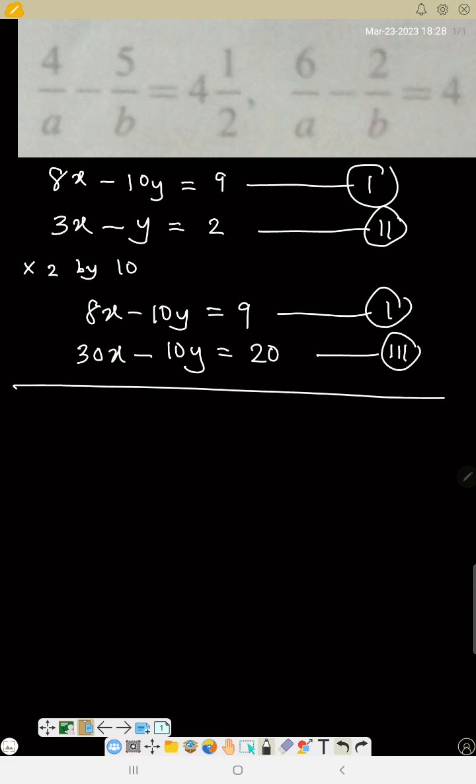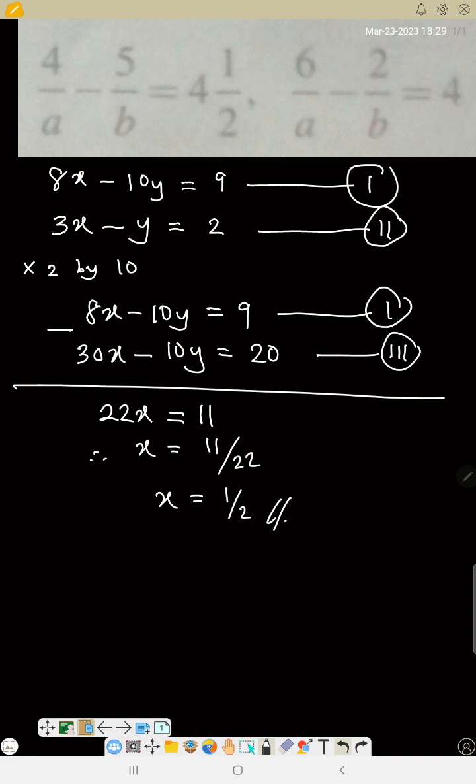Now you can use the elimination method. So subtract both equations. If you are subtracting now, 30 minus 8, so we have 22x. Now minus 10y minus minus 10y, minus times minus is plus, minus 10y plus 10y is 0. Now 20 minus 9, so that is 11. So that means x is equals to 11 over 22. So x is equals to 1 over 2.